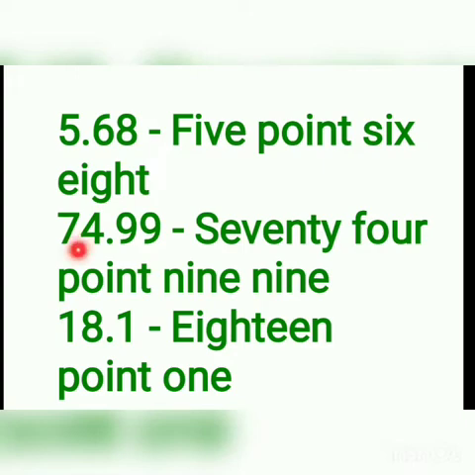Next one. Here, before the decimal point means whatever we have studied, the same number system, no change. Here 74 means what? 74.99. We will not read 99. Then 18.1. So I said before the decimal point, the place value and the number system are the same. After the decimal point, the place value and everything is different. So let us look at what it is.